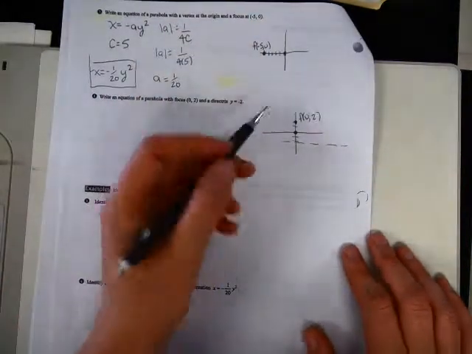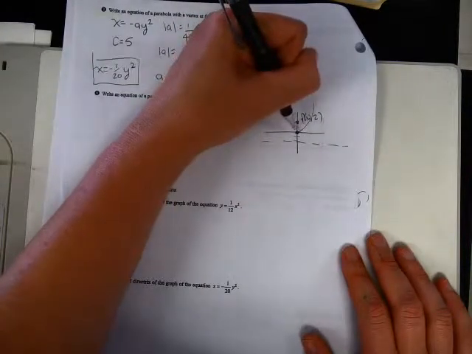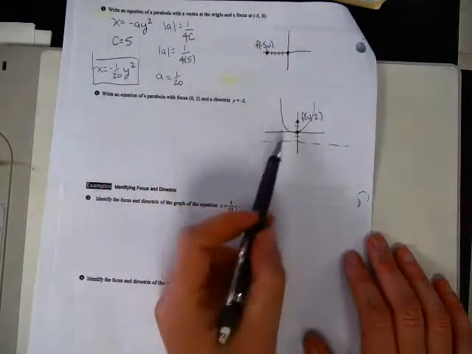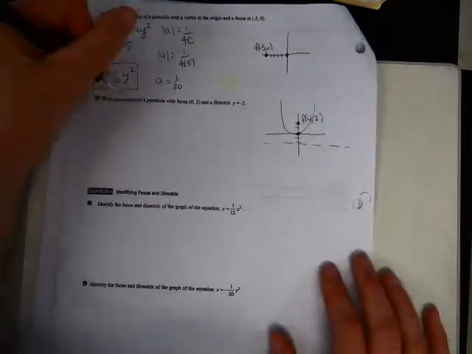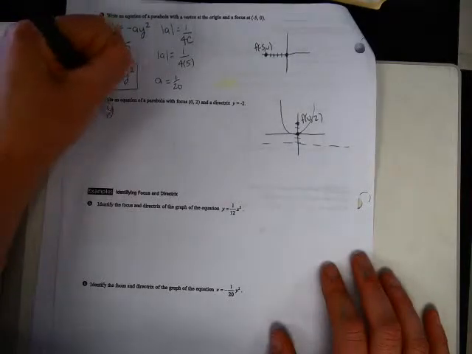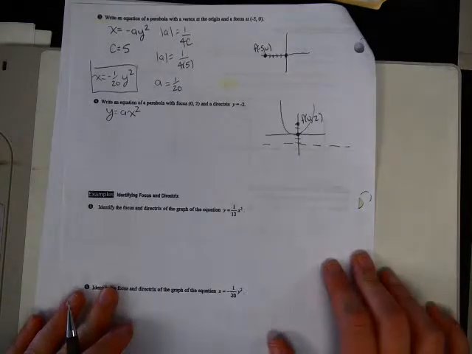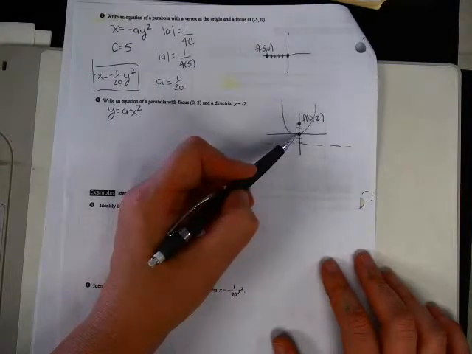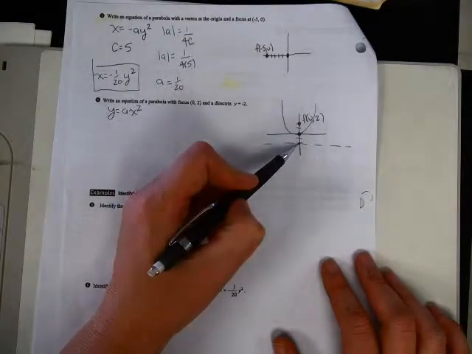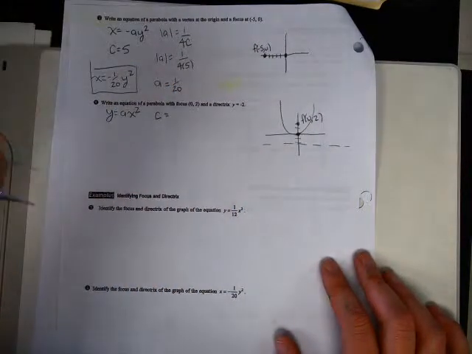From looking at this, I can tell my parabola is going to open upwards, and I'm just going to sketch it in to help me see what I'm doing. I know it opens upwards because of where my focus and my directrix are. That means this should be of the form y = ax squared. Since the distance from my vertex to my focus, or from my vertex to my directrix, is 2, I know that c equals 2.